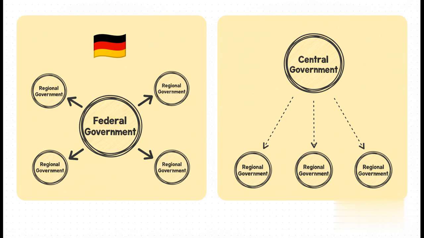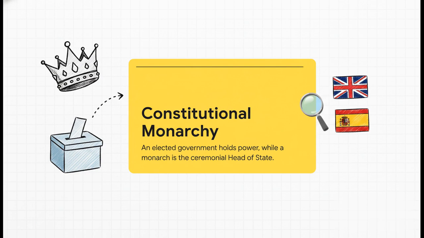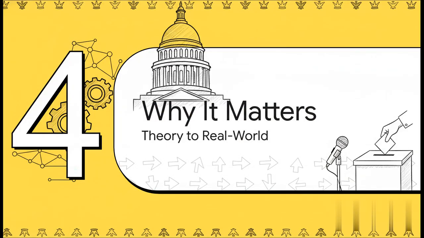Then you have unitary systems, like in Japan or France, where the central government in the capital holds most of the authority. And what about kings and queens? Well, a constitutional monarchy, like in the United Kingdom or Spain, is a full-on democracy. The elected government holds all the political power. The monarch, they're a ceremonial head of state, a living symbol of the nation, but their power is limited by the Constitution.